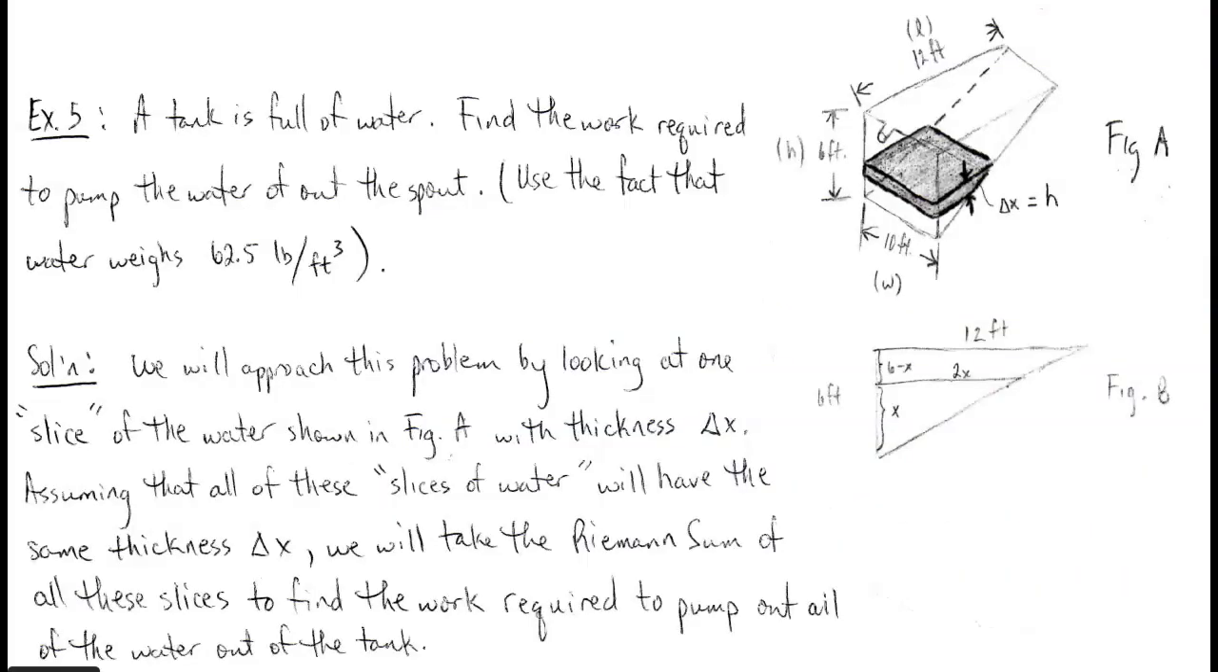All right, so for our next example, we have this tank that looks kind of like a right triangle, and it's full of water. What we want to do is pump out the water that's in the tank. To do that, we want to find the work that's required to pump the water out of this tank from this little spout that's right here.